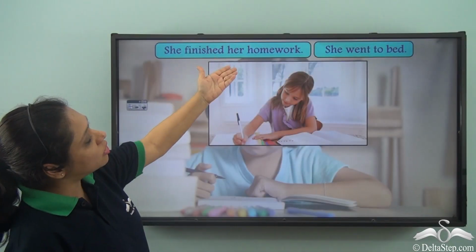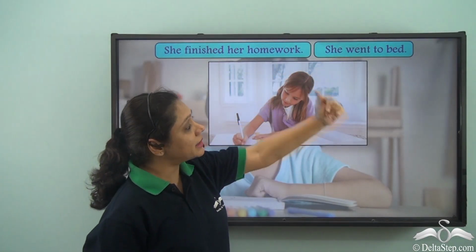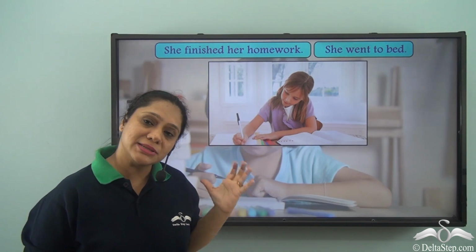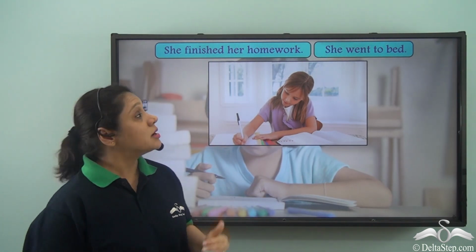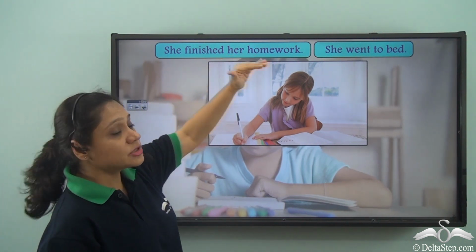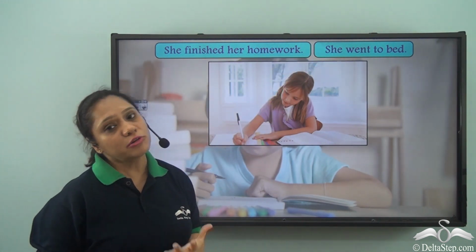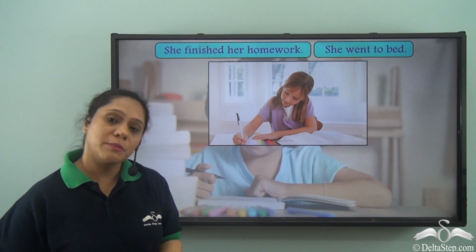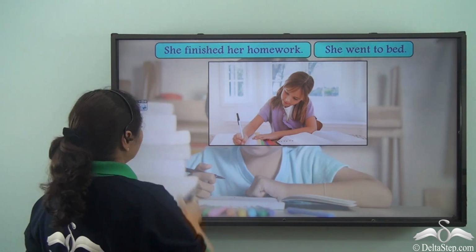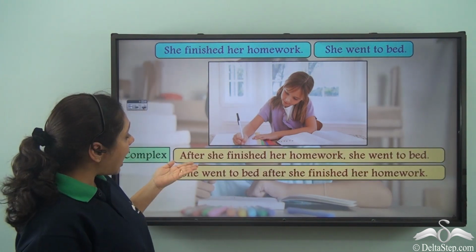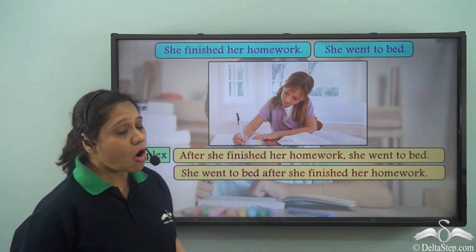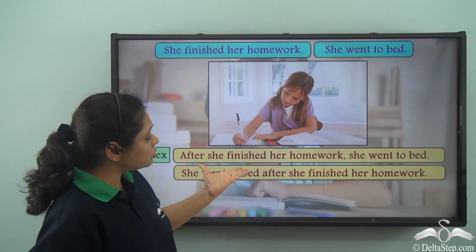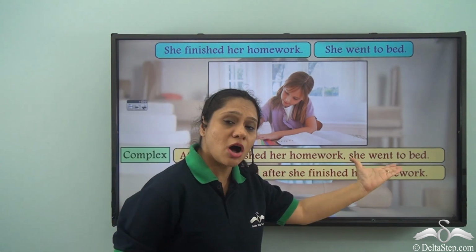She finished her homework, she went to bed. Now both the clauses here are showing us a sequence of action. She finished her homework, she went to bed. So how will we join the two clauses to form a complex sentence? We can say, after she finished her homework, she went to bed, or we can say, she went to bed after she finished her homework.